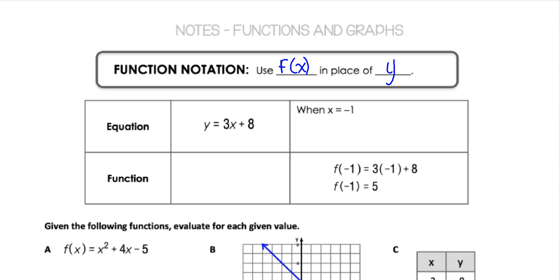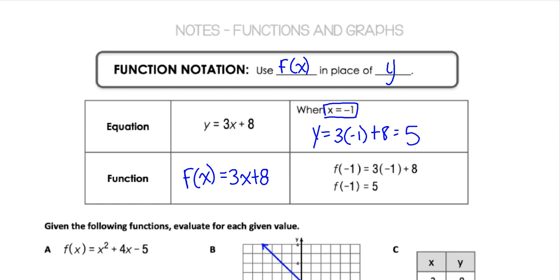So in an equation, we have y equals 3x plus 8. To write that in function notation, we write it as f of x equals 3x plus 8. So again, just a new notation, doesn't change the value or anything. When we plug in x equals -1 to the equation, it would look like 3 times -1 plus 8, and we would simplify that to 5.